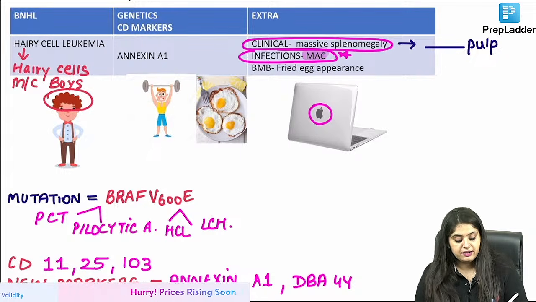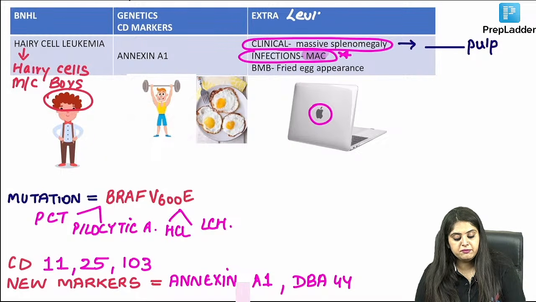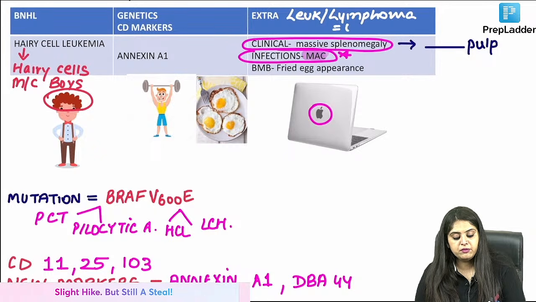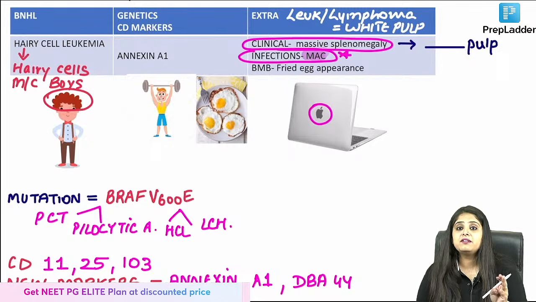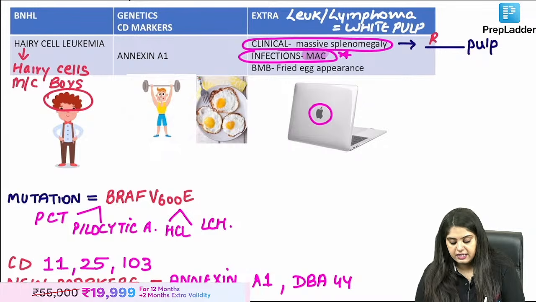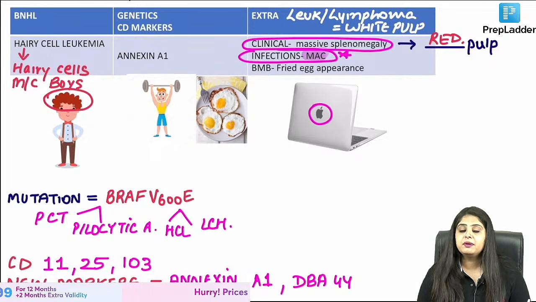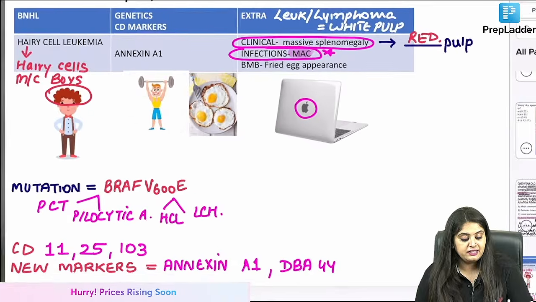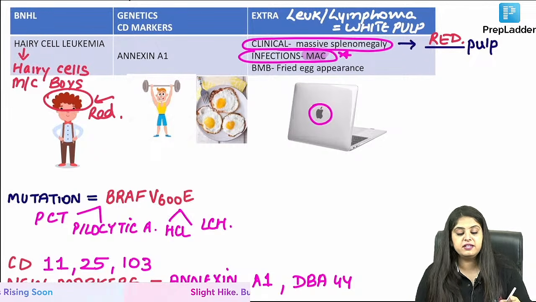Now the rule is that for all the leukemias and lymphomas, when I say spleen is involved, it is always the white pulp of the spleen that is going to get affected, which is common sense, na? Leukemia, lymphoma are white blood cell disorders, so white pulp of the spleen will get affected. But in hairy cell leukemia, it is the red pulp of the spleen that is going to get affected, hence the red-haired boy, which becomes very, very famous.